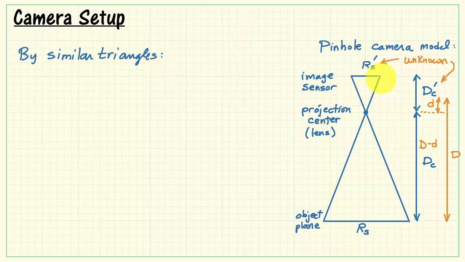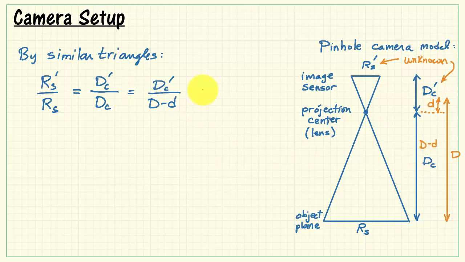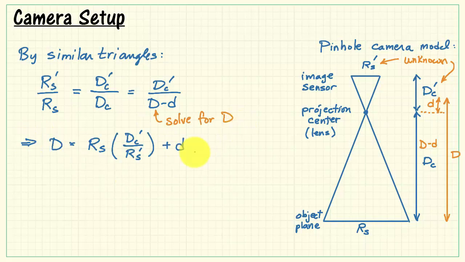Now, by the geometry of similar triangles, we can say that the ratio of these two spatial resolutions in both the object and image planes is equal to the ratio of these two distances. That is, the two distances from the projection center. Now, the distance from the projection center down to the object plane is also based on knowledge of that external reference mark distance. So let's go ahead and solve for that distance, capital D, and we have this simple equation.